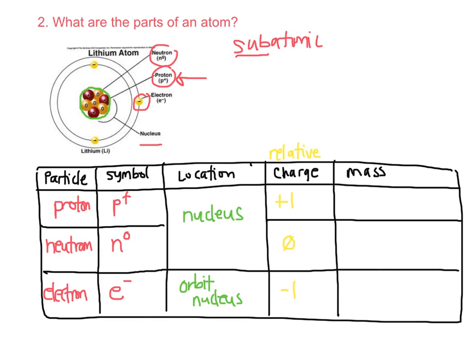Okay, and as far as mass is concerned, again, we're not talking mass in grams, we're talking mass in atomic mass units. So a proton weighs 1 atomic mass unit. A neutron also weighs 1 atomic mass unit. And an electron weighs 1/1840th of an atomic mass unit. So what that means is if I have 1,840 electrons all clumped together, they would weigh exactly the same as a proton or a neutron.